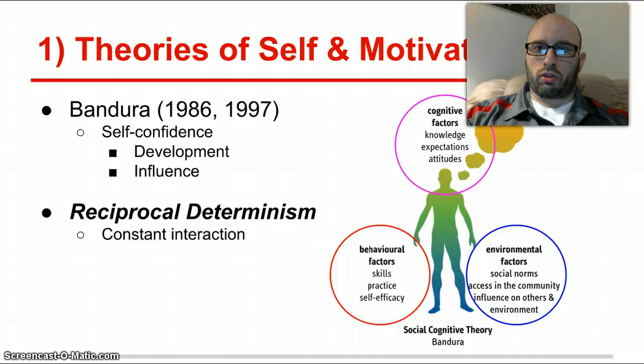One of the things I want to draw your attention to is this diagram right here. We can see that there are cognitive factors, behavioral factors, and environmental factors that all interact with one another on a daily basis, that formulate how students interact and view themselves, and how this influences how they act in my classroom. This concept of constant interaction between these three things is referred to as reciprocal determinism.